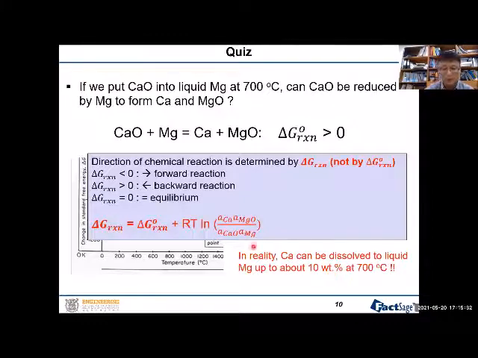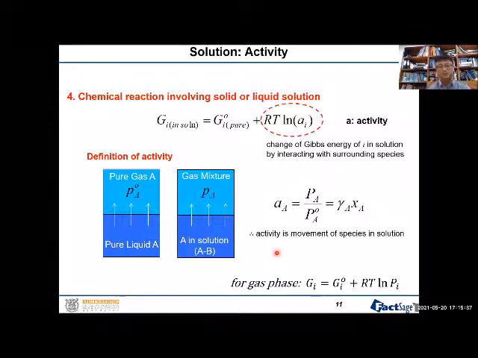So this activity is very important to understand. Let's look at the activity. In the gas phase, we learned that the Gibbs energy of a gas in solution is the pure Gibbs energy of the gas at 1 atm plus RT ln partial pressure. This is the correction term for the gas solution phase. In the case of a solid or liquid solution, the Gibbs energy of a species in the solution is the pure Gibbs energy plus RT ln activity. This pure Gibbs energy we can get from the thermodynamic table.